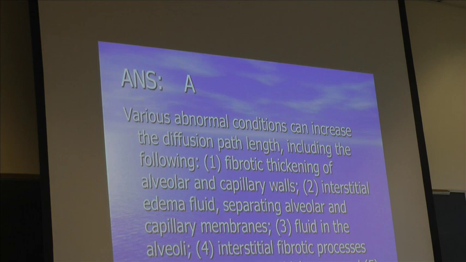It says various abnormal conditions can increase the diffusion pathway, including the following. Number one, fibrotic thickening of alveolar and capillary walls. So if it's thicker, oxygen can't get through. Interstitial edema fluid separating alveolar and capillary membranes. So yes, that's going to make it more difficult. Fluid in the alveoli will. Interstitial fibrotic processes that thicken the interstitial space. So some people have fibrotic lung disease. If they've been working with asbestos and shipbuilding or whatever, coal mines, the coal deposits and creates just a real thick interstitial space and makes the lungs stiff. So they have a hard time oxygenating.